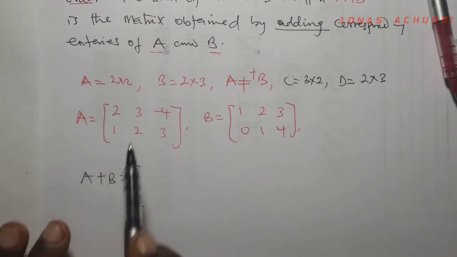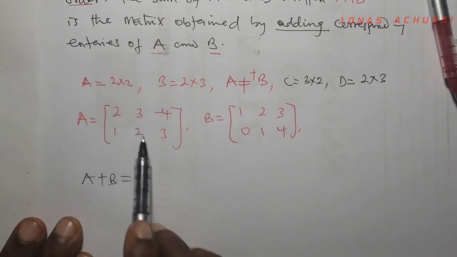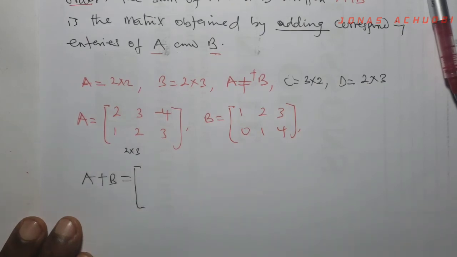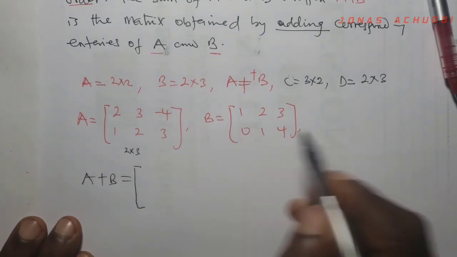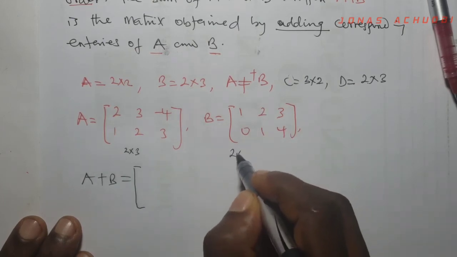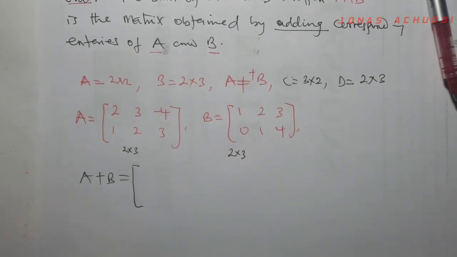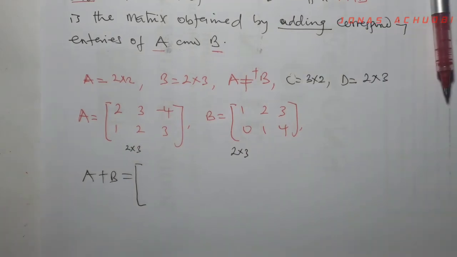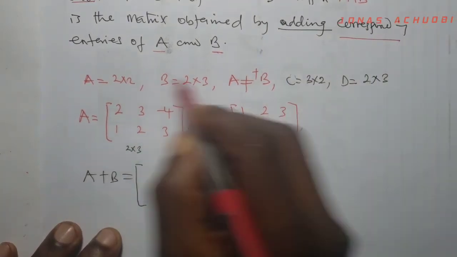Matrix A is a 2 by 3 matrix. It's not a square matrix. It mustn't be. Matrix B is what? Matrix B is also a 2 by 3 matrix. So matrix A and B can be added. I hope it's clear now. Very good. Now that we can add the two matrices, how then do we add? We add corresponding entries.